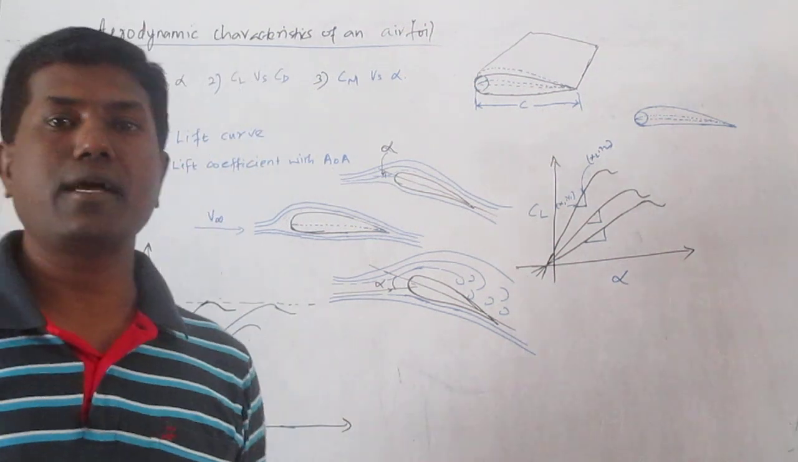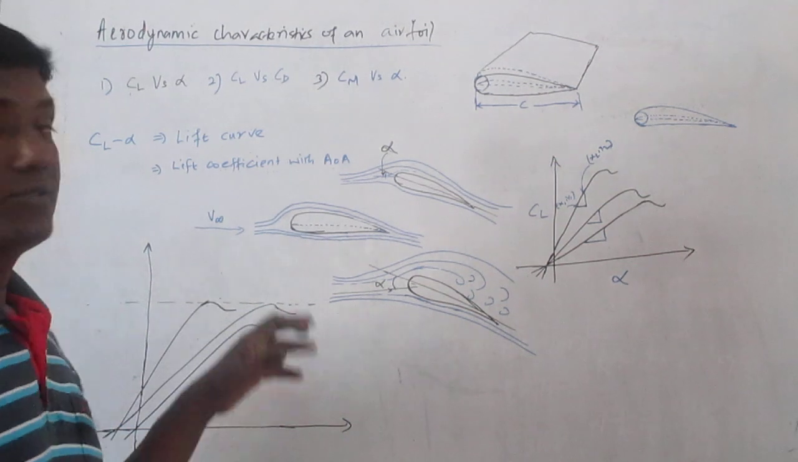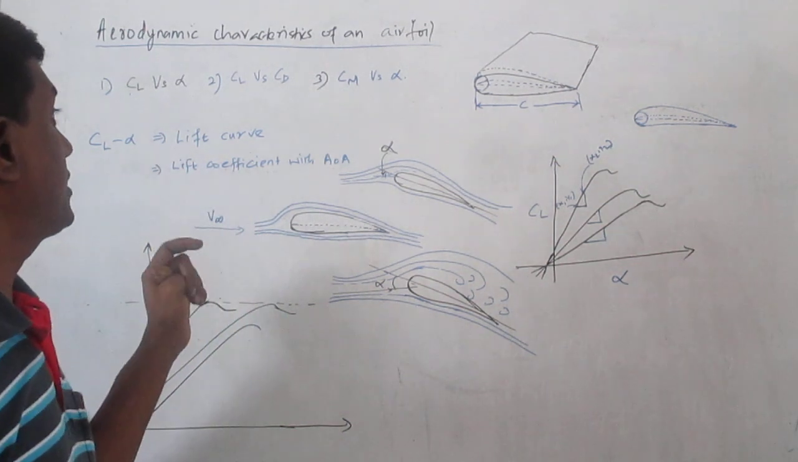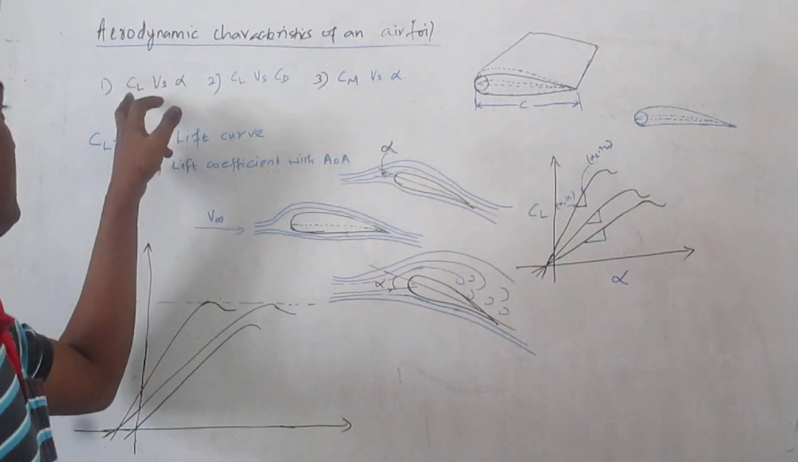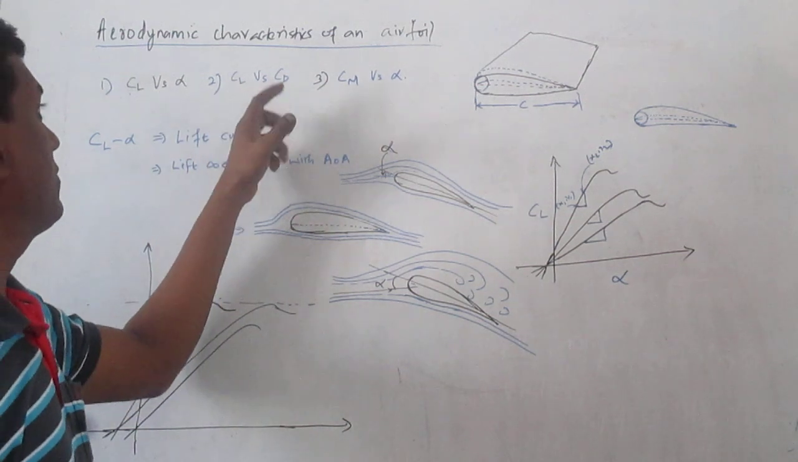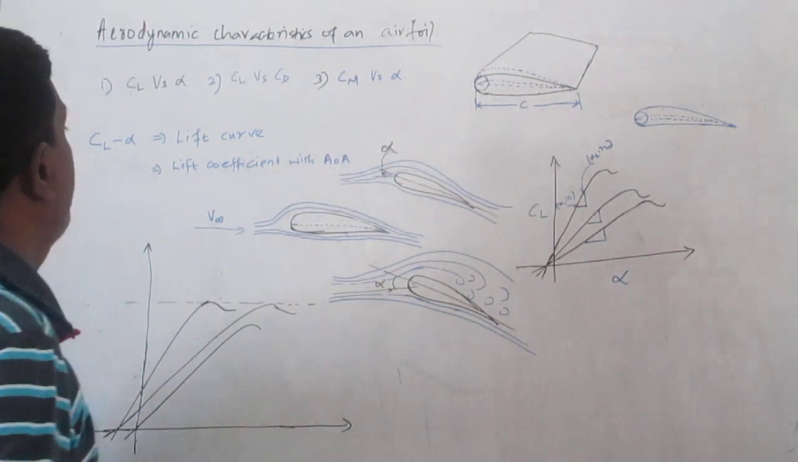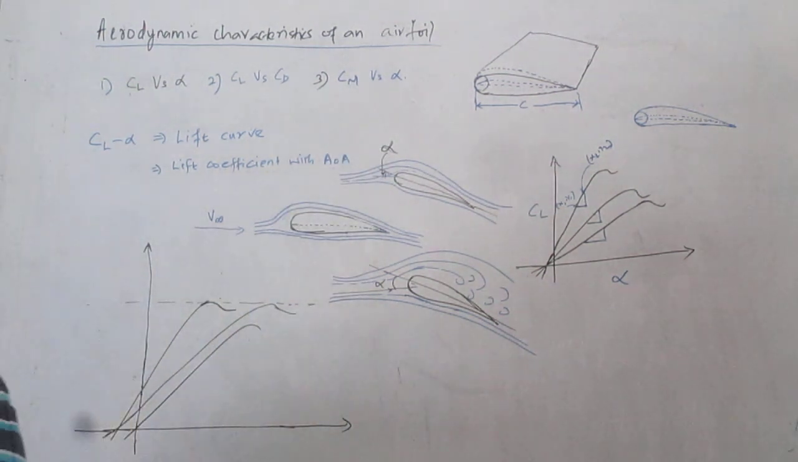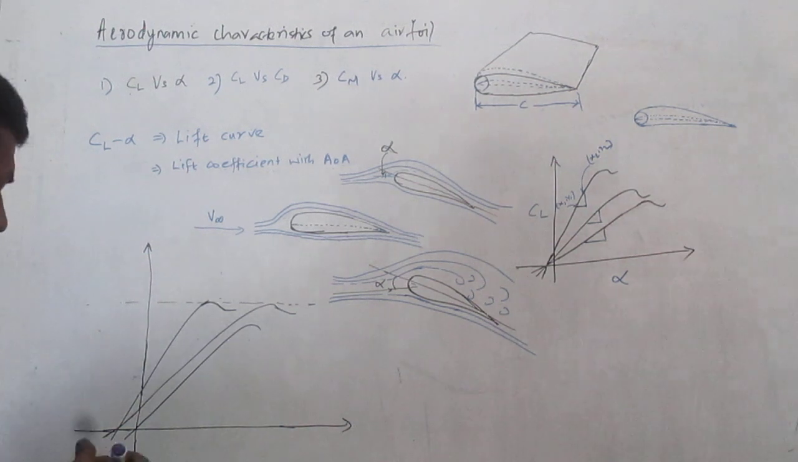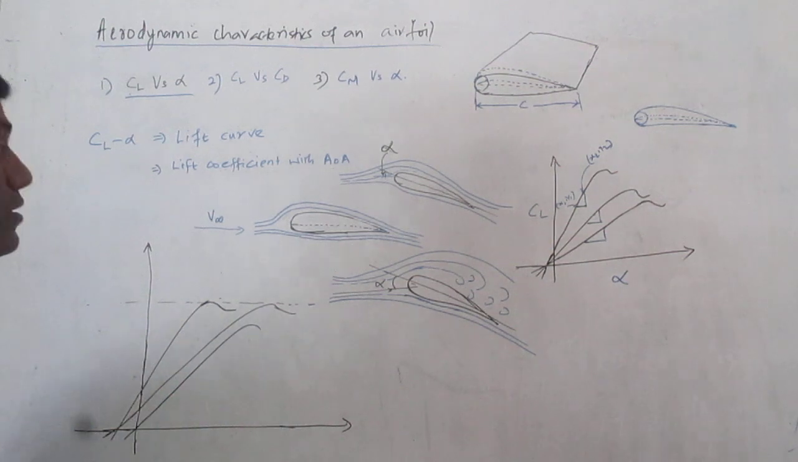Dear friends, in this class let us see the important aerodynamic characteristics of an aerofoil. The main important aerodynamic characteristics of an aerofoil are CL versus alpha, lift coefficient versus drag coefficient, and pitching moment versus angle of attack. In this class we will see the lift coefficient versus angle of attack.